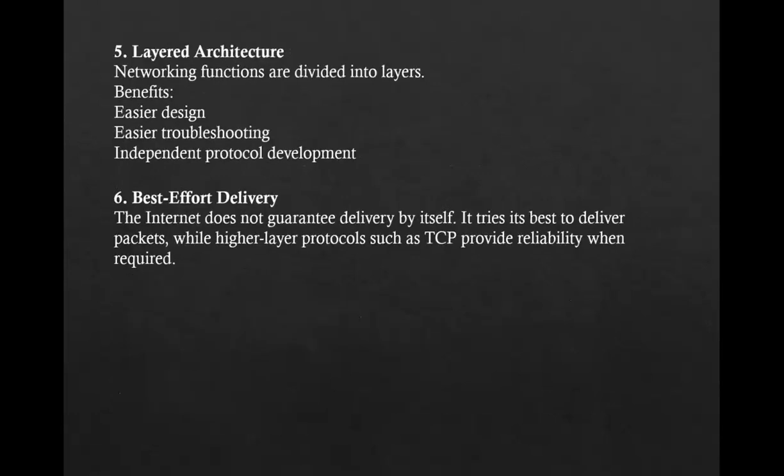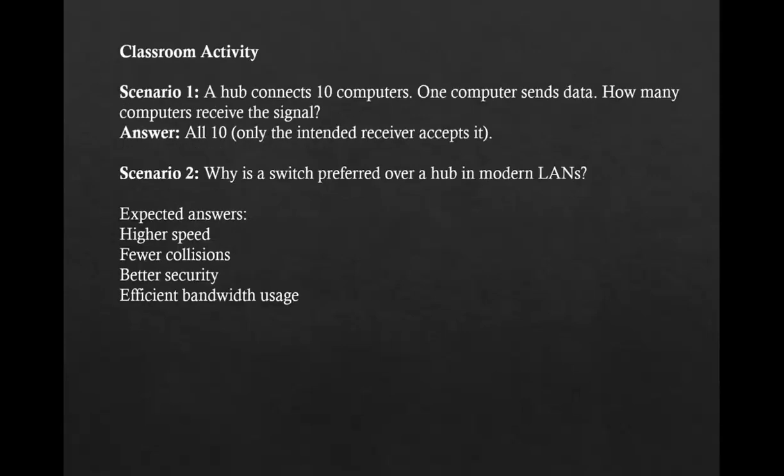Yes? Okay. Number five is layered architecture. The networking functions are divided into layers. What are the benefits of dividing this into layers? Easier design, easier troubleshooting, independent protocol development. Yes? Done. Number six is best effort delivery. The internet does not guarantee delivery itself. It tries its best to deliver the packets, with higher layer protocols such as TCP, UDP providing reliability when required. Done? That's best effort service or best effort delivery.